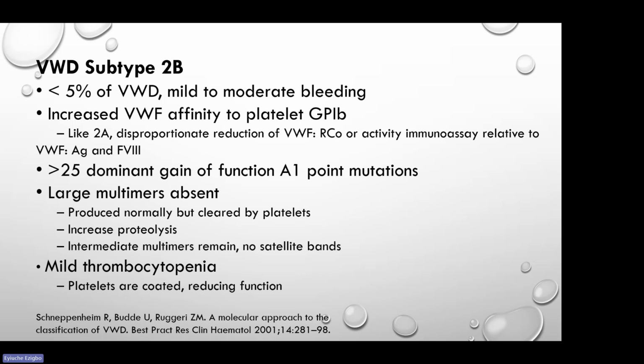So this disorder results in increased affinity for platelet glycoprotein 1b, causing a loss of platelet adhesion to von Willebrand factor. Also observe mild thrombocytopenia, of course, because the platelets are being consumed in the process of binding with the von Willebrand factor.